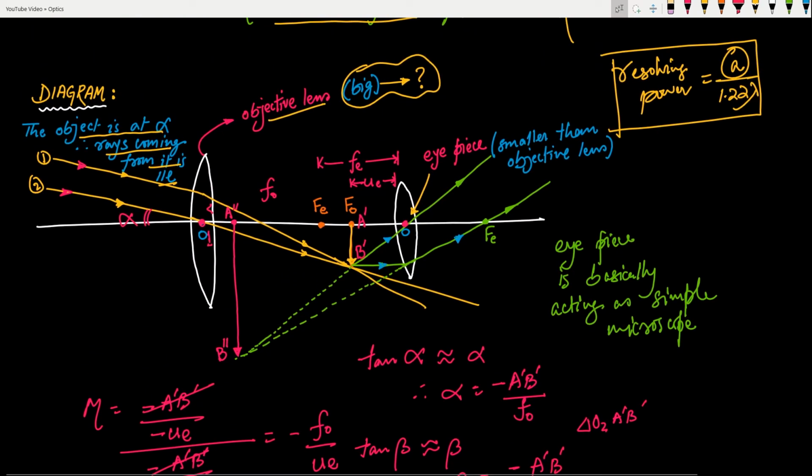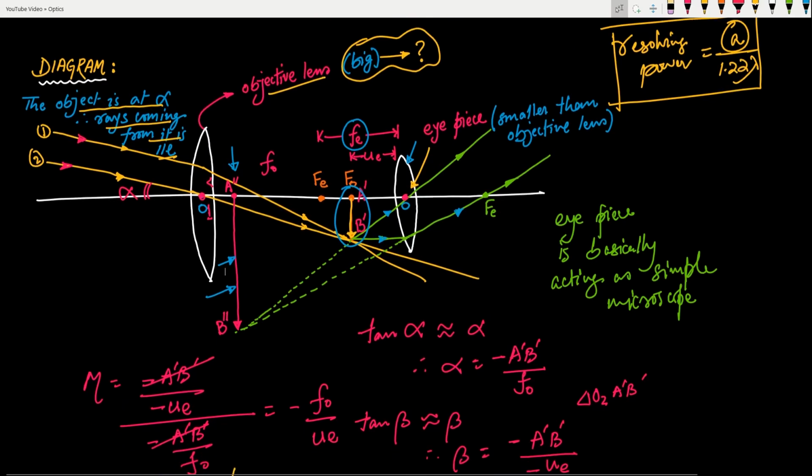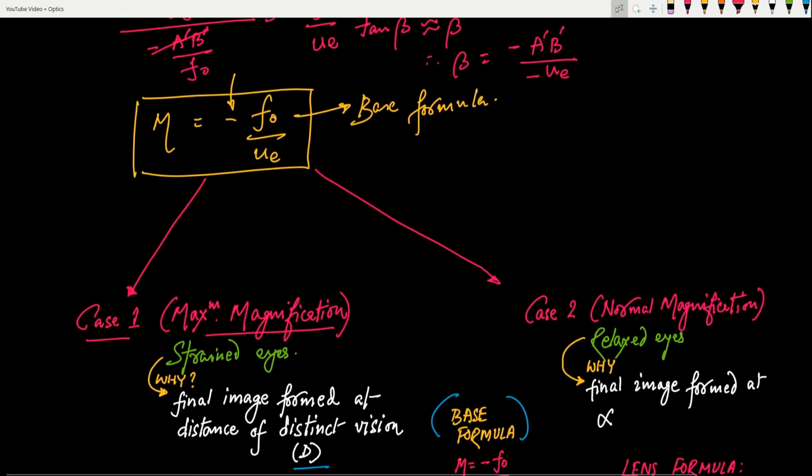This is the diagram that we have gone through. This is our final image, isn't it? This final image should be formed at the distance of distinct vision. Now we know the focal length of this eyepiece is FE. We know the location of the final image, and this should be equal to the distance of distinct vision, isn't it? Now where should this virtual object be kept in order to get the image at the distance of distinct vision? We'll be looking into that. How to find out the location of that virtual object? It's very easy. Use lens formula.